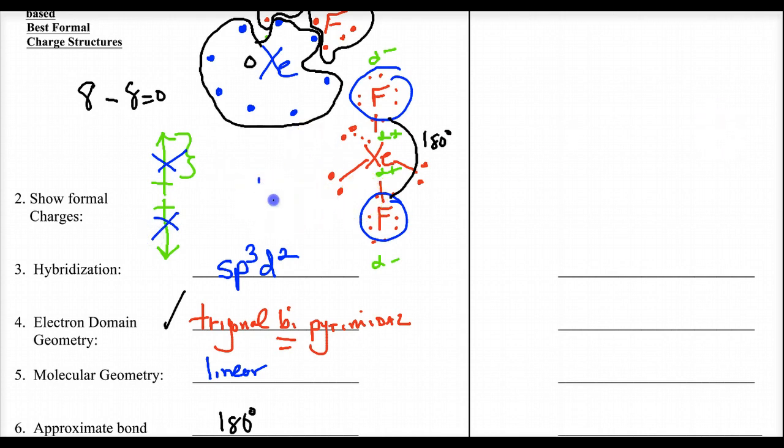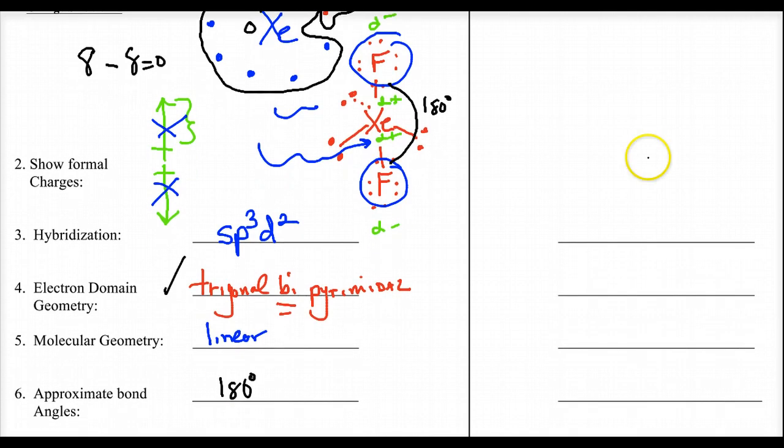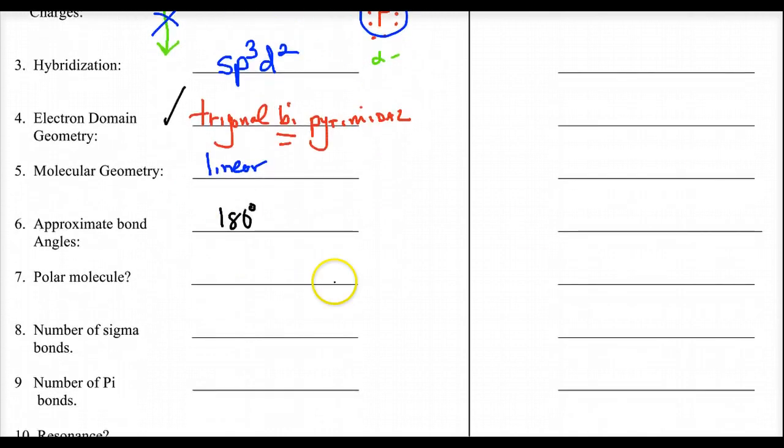There are polar bonds between the F and the Xe, but the molecule is nonpolar because the dipoles, or flow of charge, cancel, or we say the molecule is symmetrical. It's all the same thing. So this is a nonpolar molecule. Having fun yet? Okay, maybe not.